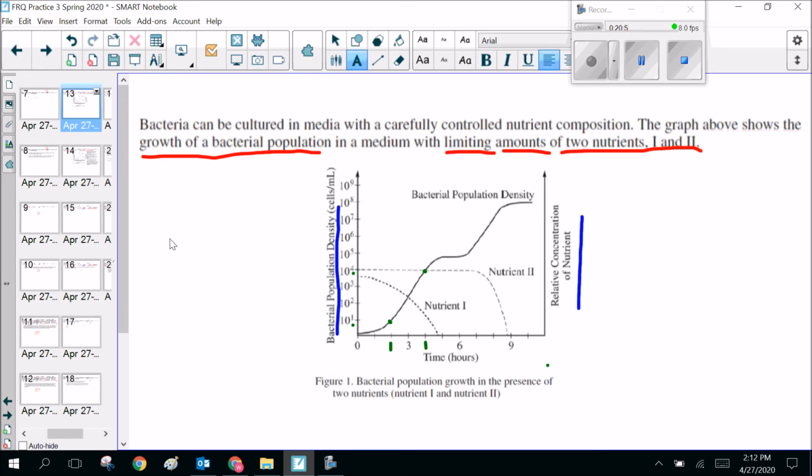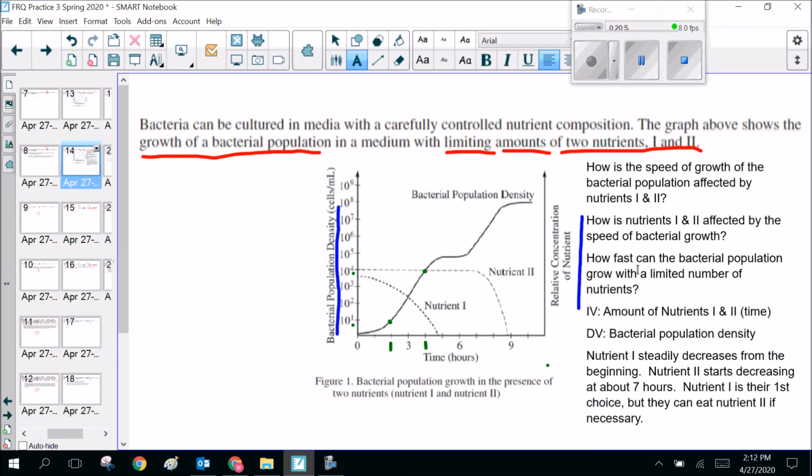Cool. All right, now that I have kind of an idea, these are the scientific questions I came up with. They might have been asking: how is the speed of growth affected by nutrients 1 and 2? How are nutrients 1 and 2 affected by the speed of bacterial growth? How fast can a bacterial population grow in a limited number of nutrients? All these are good questions to ask, and could be what this is based off of, to better define what they're looking for us.